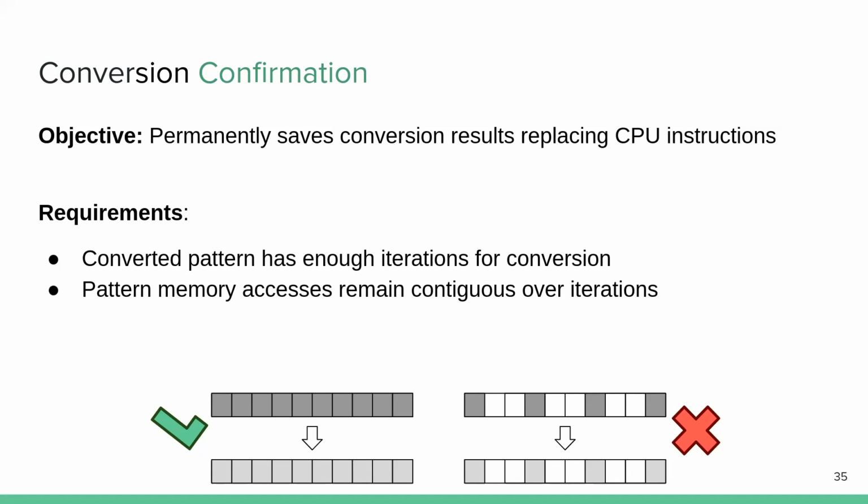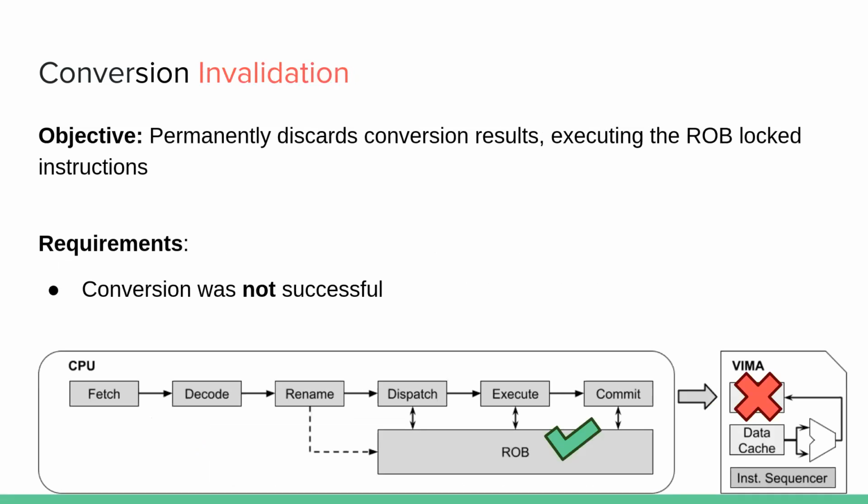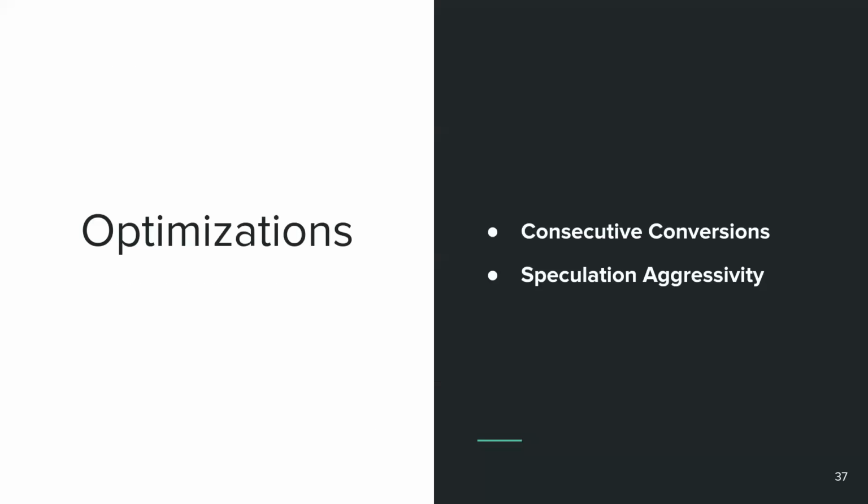Also, all the memory accesses from the pattern must remain contiguous in all these required iterations. If something goes wrong, there is an invalidation that permanently discards our conversion results and executes the ROB locked instructions. Over this base mechanism, we implemented some optimizations: the consecutive conversions and the speculation aggressivity.